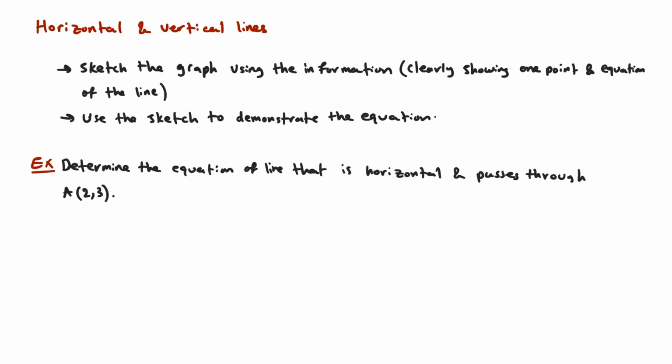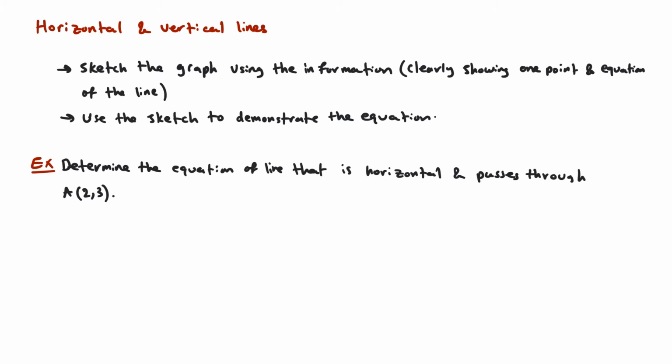Now, if you are trying to find the equation of the line for a horizontal or vertical line, it really depends on the situation and what the question is. But usually the best way to figure these ones out is to actually sketch the graph using the information and clearly showing one point in the equation of the line, and then use the sketch to demonstrate or determine the equation. So let's actually do an example. It will make a lot more sense once we do a few examples, and it will really solidify the idea.